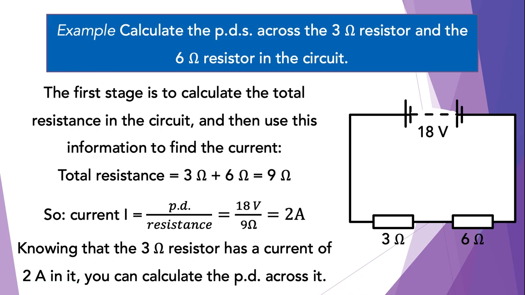So here we have the first example. In this, they're asking us to calculate the potential differences across the 3 ohm resistor and the 6 ohm resistor here in this circuit.